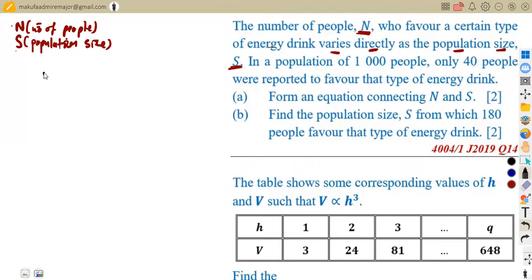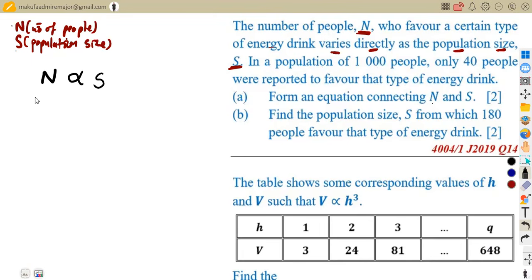So this is the statement. N, which is the number of people, varies directly as the population size, which is S. N represents the number of people, S the population size. So the question here is now, in a population of 1,000 people, only 40 people were reported to favor that type of energy drink. Form an equation connecting N and S.